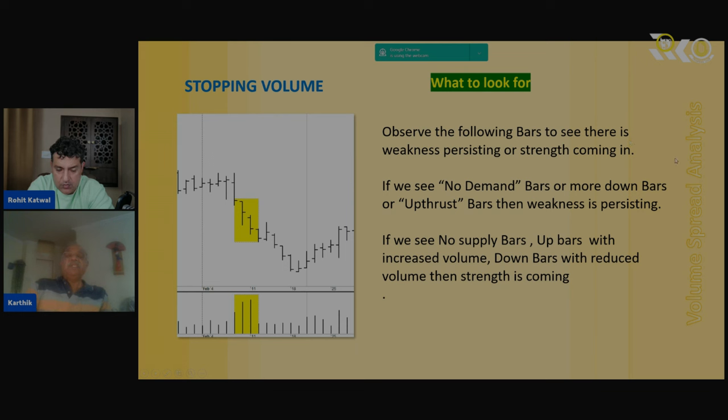If we see no demand bars, which indicate there's no demand at all, then more down bars or an upthrust bar mean weakness is still persisting. And if we see no supply bars, up bars with increased volume, down bars with reduced volume, the strength is coming. But again, stopping volume does not immediately indicate a reversal; it's saying that it is stopping the downtrend. That is more important, actually.